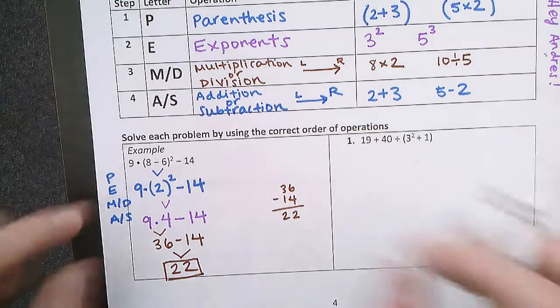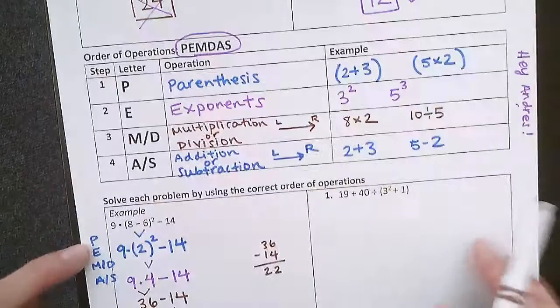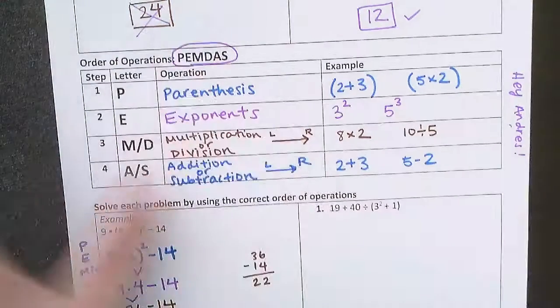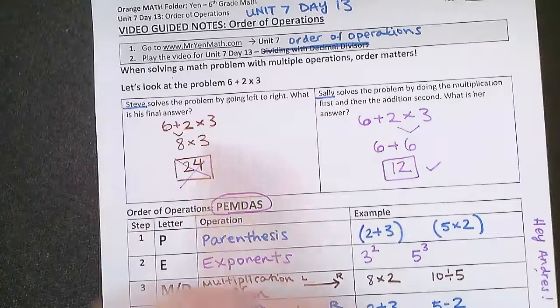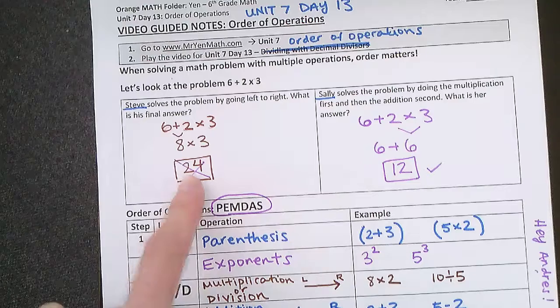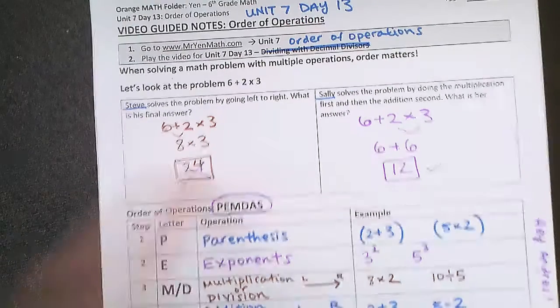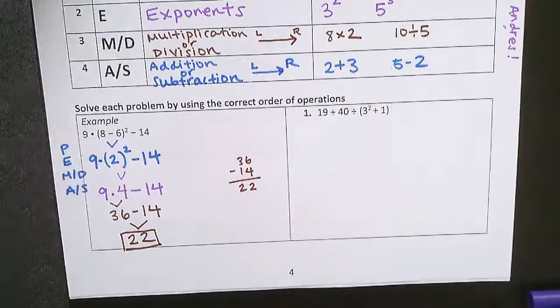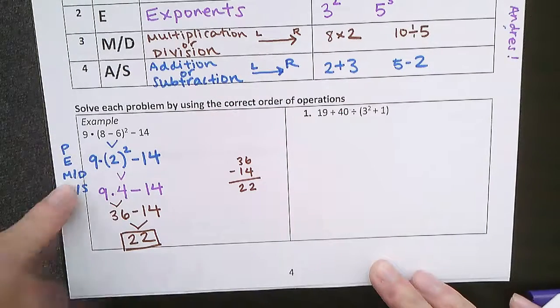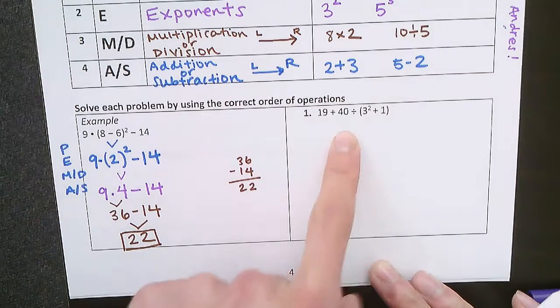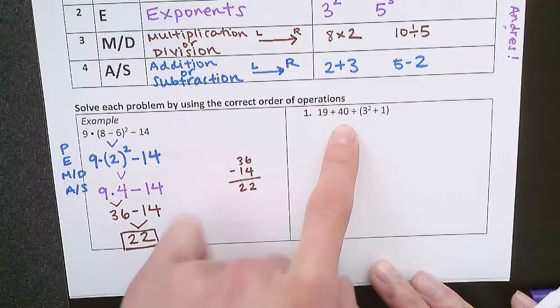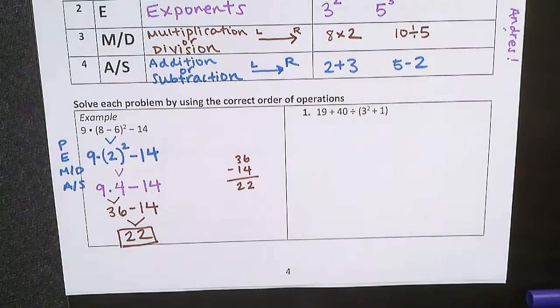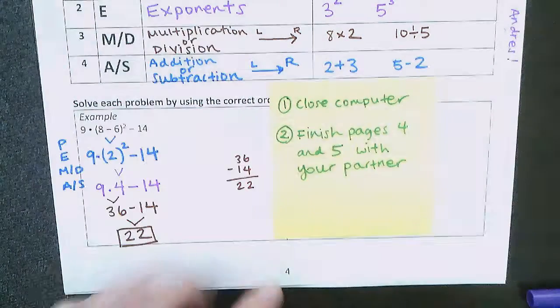The order of operations is really important because, remember, if we don't follow the correct order, we can get the wrong answer. Okay, so remember, using PEMDAS, this order, I want you to try to finish this problem right here using PEMDAS. And here are your instructions.